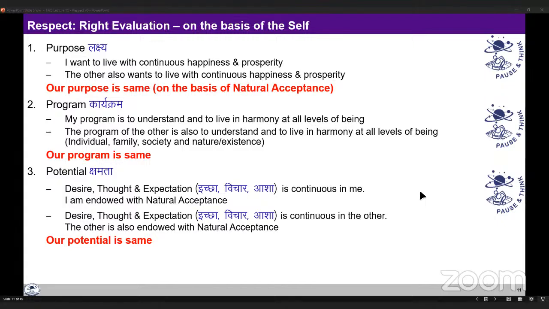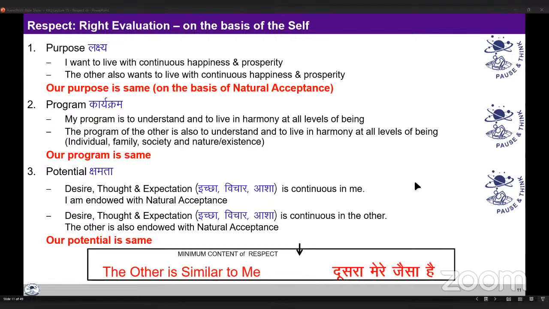So at the level of the self, what we are seeing is that my purpose, my program, my potential, and the other person's purpose, program, and potential are the same. So when we look at the level of the self, this other is similar to me. I am just like this other person. There's no difference there.